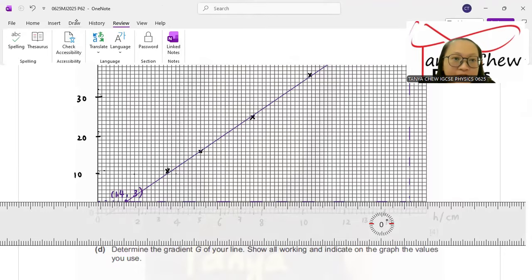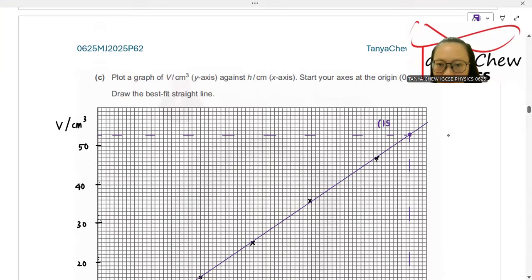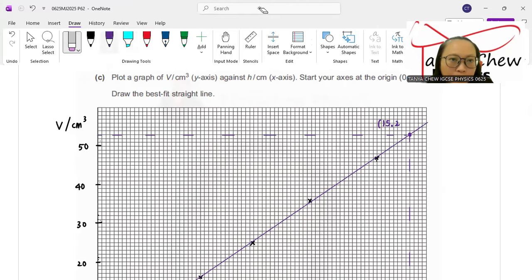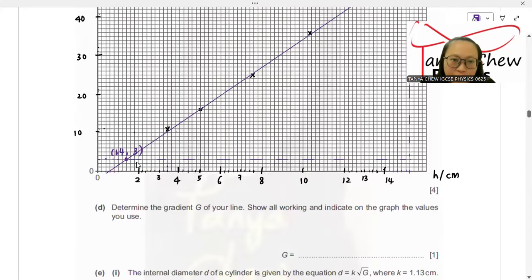The minimum size of your triangle must be at least occupying half of the length of your best fit line, right? So this is 15.2, right? 15.2 right here. X-axis is 15.2. And this is 51, 52, 53. 15.2 and 53. So this is how I calculate my gradient.